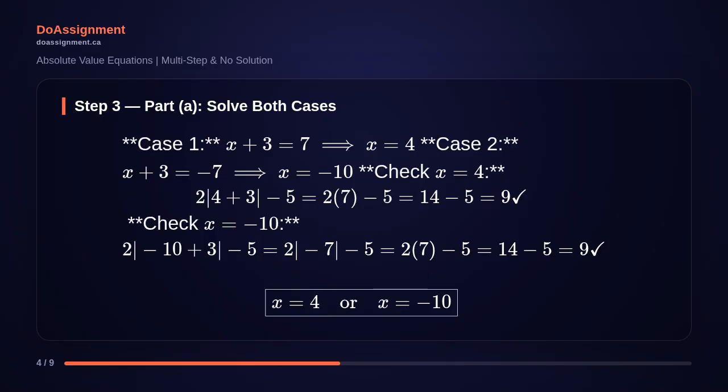Case 1, x plus 3 equals 7, so x equals 4. Case 2, x plus 3 equals negative 7, so x equals negative 10. Checking x equals 4, 2 times 7 minus 5 equals 9. Correct. Checking x equals negative 10, the absolute value of negative 7 is 7, and 2 times 7 minus 5 equals 9. Correct. Both solutions are valid.